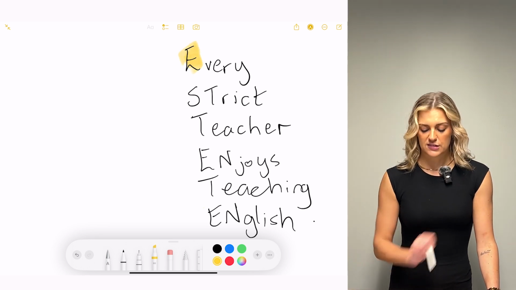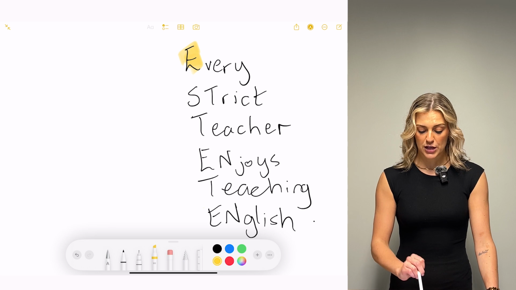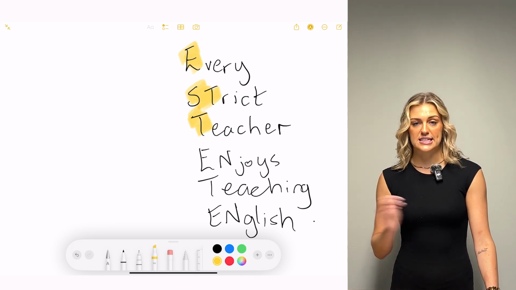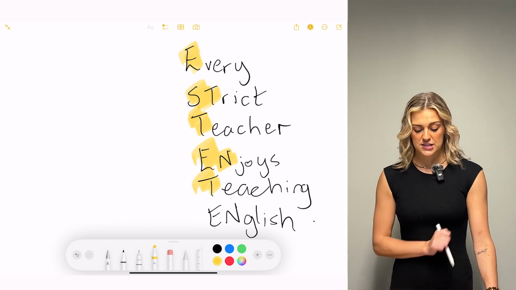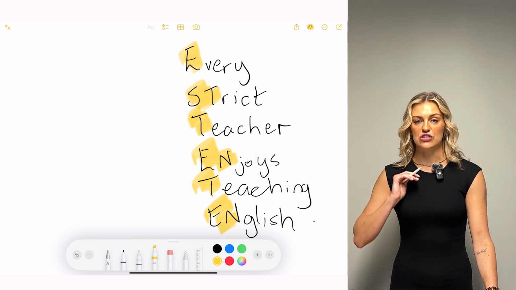So this rhyme helps me remember the endings. Every, E is my ending for ich. Strict, ST is my ending for du. Teacher, T is my ending for sie, es, man. Enjoys, en is my ending for wir. Teaching, T is my ending for ihr, and English, en is my ending for sie and Sie. Every strict teacher enjoys teaching English.